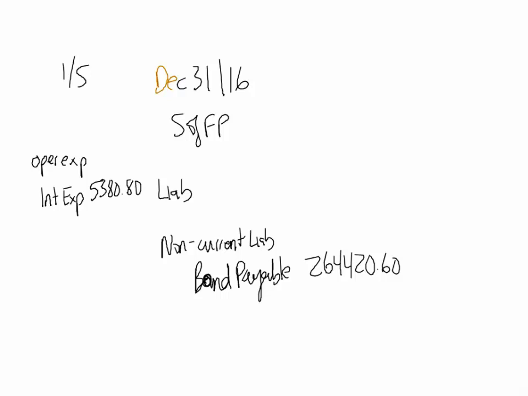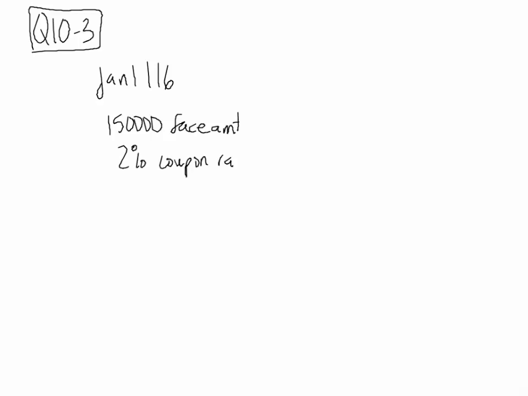And we can move on to the next question. Okay, in that case, let's go here. We're now on question number 3. Now, on question number 3, let's write down the information we have. January 1st, 2016 is when we issue the bond. It's going to be $150,000 face amount. The coupon rate is going to be 2%. It's a 4-year bond.